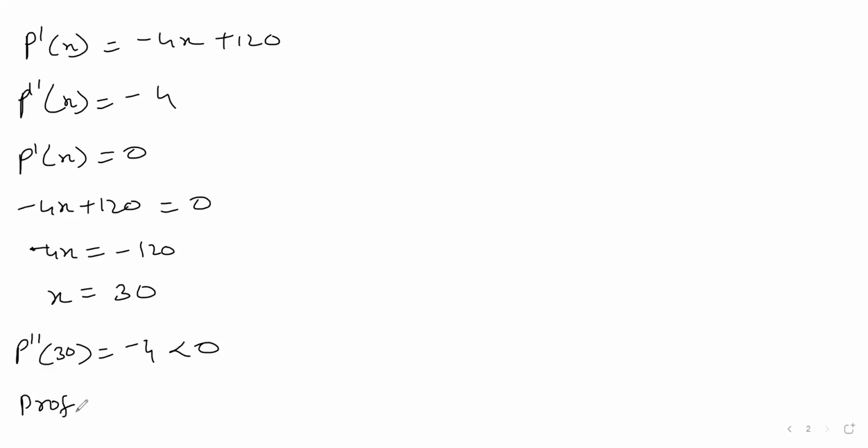So profit P is maximum at x equal to 30. We wanted the same thing. We want the number of units at which the profit is maximum. Profit is maximum at x equal to 30.